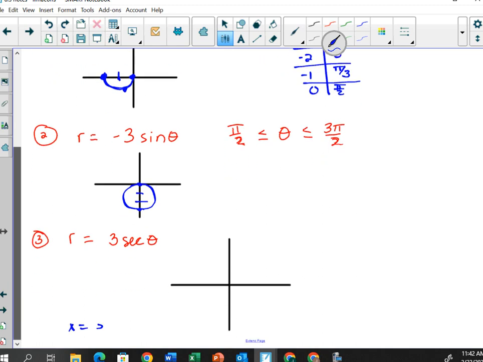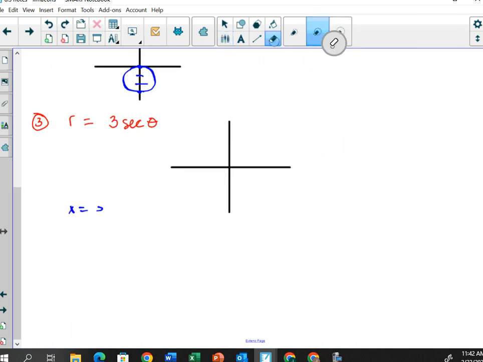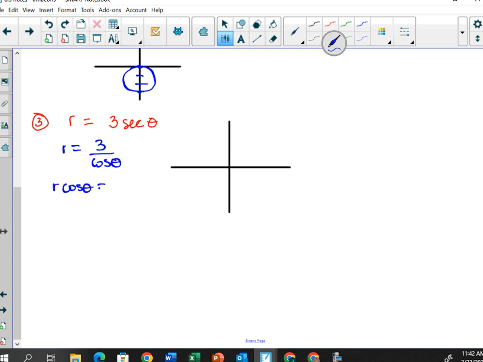All right, number 3. What is secant? So do you agree that this is 3 over cosine? Okay, so then I could multiply both sides by cosine, and I get r cosine equals 3. What does that mean? x equals 3. Yes, x equals 3. So what is that? A line. Good job. And again, that's why I didn't give you a window. Windows are weird with the lines.